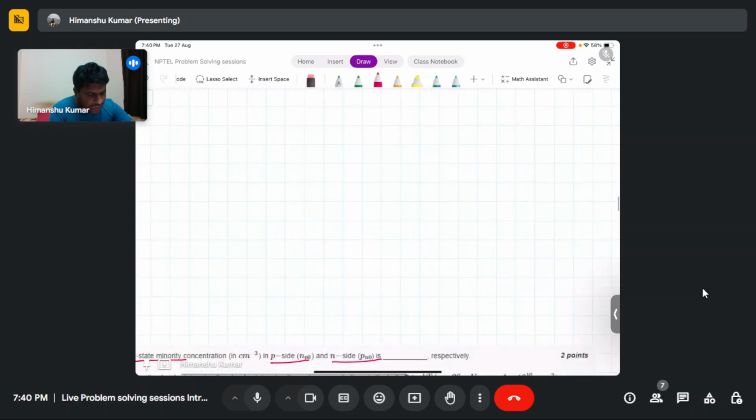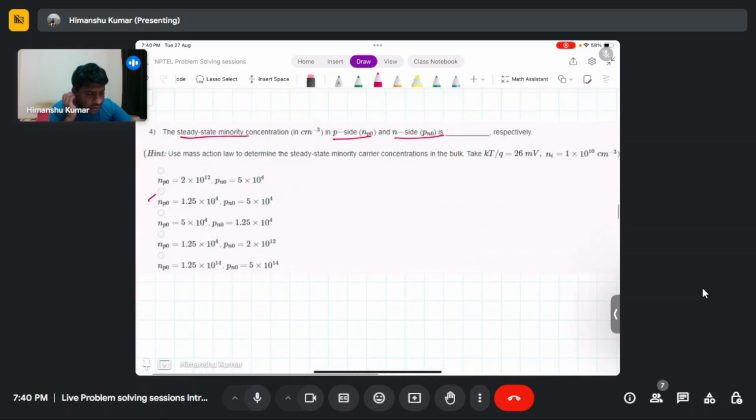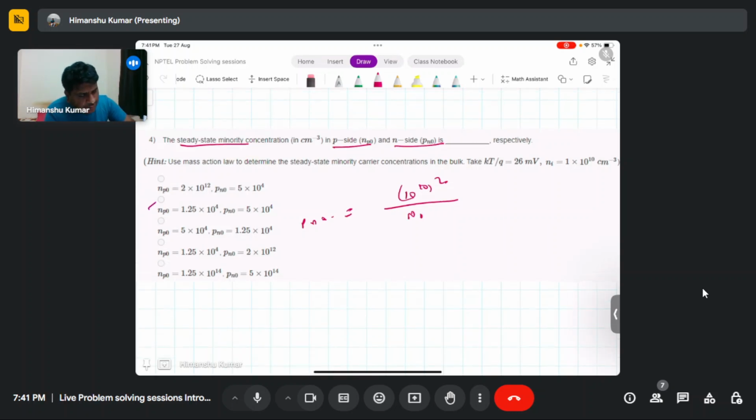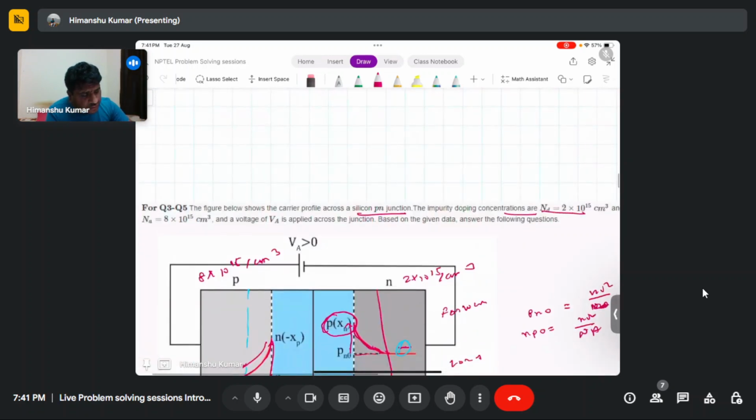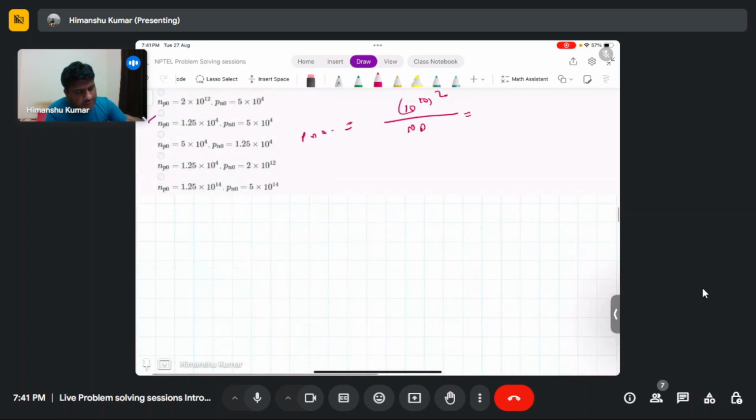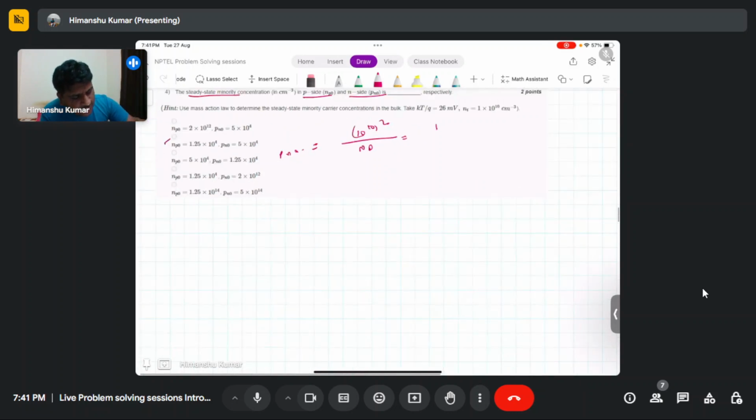So that you can calculate, Ni square is 10 power 10 whole square divided by Nd, and Nd is given as 2 into 10 power 15. So this is 10 power 20 divided by 2 into 10 power 15, which will become 5 into 10 power 4 per centimeter cube.